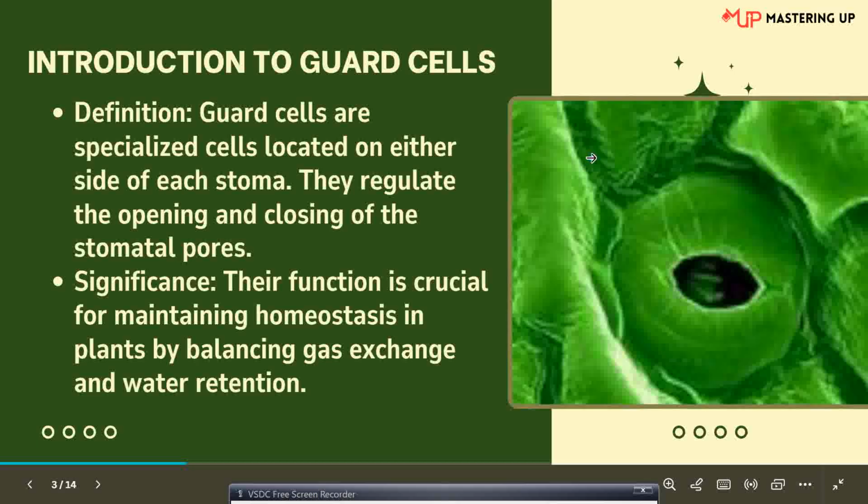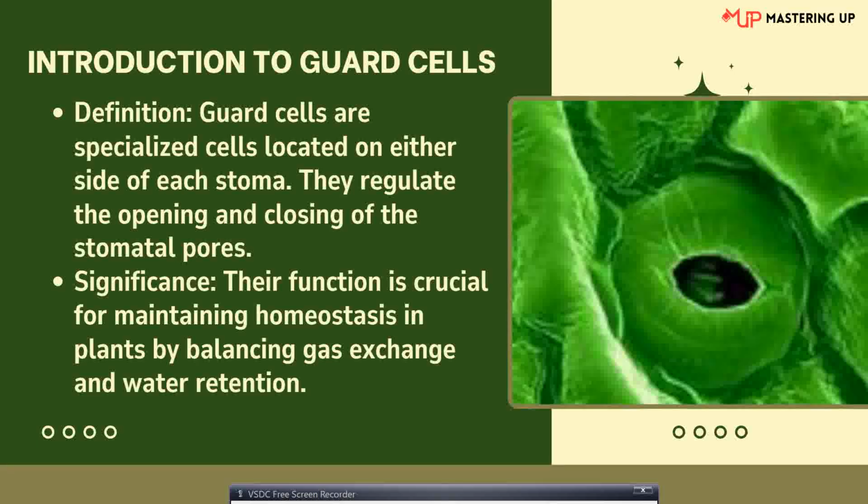Now coming to the guard cells, they are the cells that protect the stomata from both sides. The guard cells are specialized cells located on either side of each stomata. They regulate the opening and closing of stomata. So the first is the function: they are mainly for the regulation of the opening and closing of the stomatal pores. And its significance: their function is crucial for maintaining homeostasis in the plants by balancing gas exchange and water retention. As I already told you, for the functioning of stomata, guard cells help them.